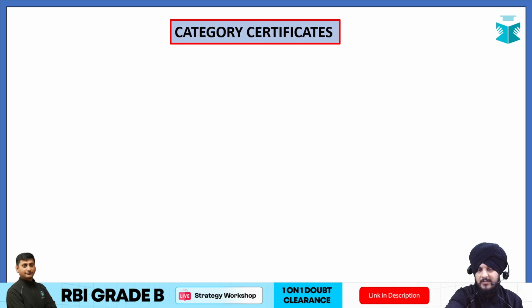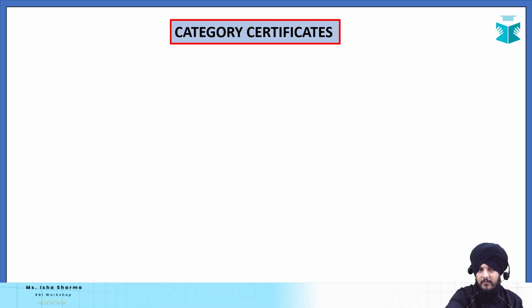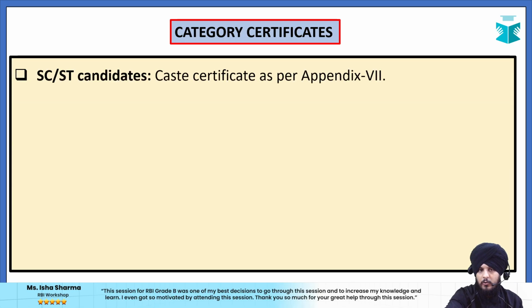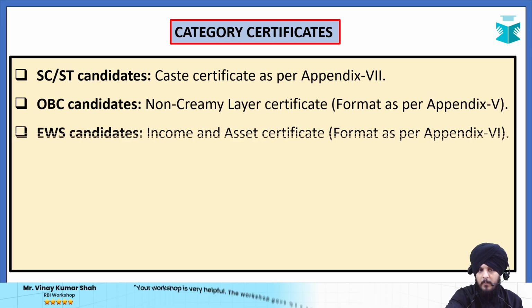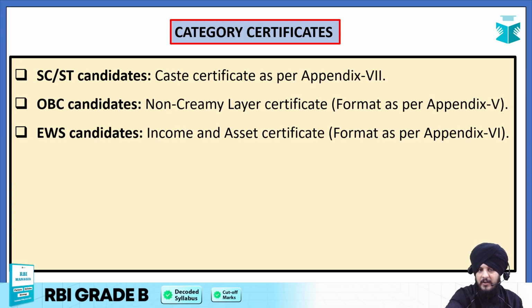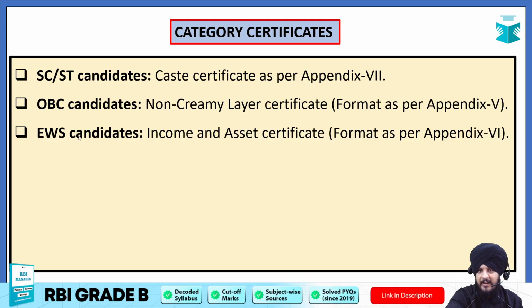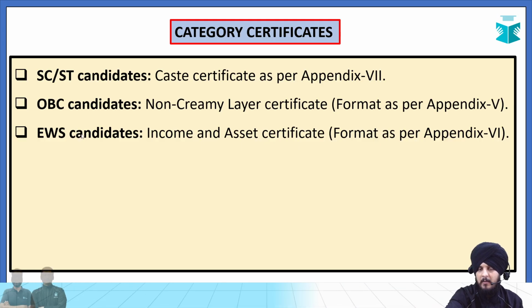Now moving on to the next thing, which is category certificates. Fine. So if you belong to the SC/ST category, you need to have the caste certificate, and if you belong to the OBC or the EWS category, then you need to have the certificates for that purpose too. Please remember that the certificates you need to carry for OBC and EWS should be recent ones. Fine. And what do you mean by recent over here?